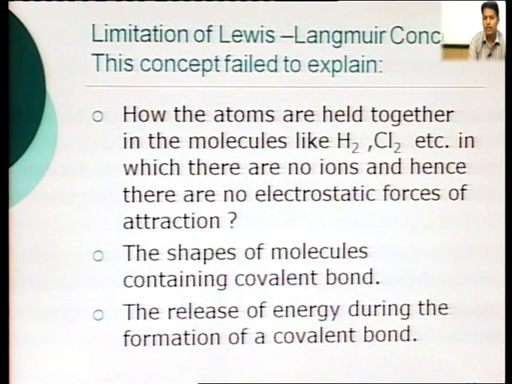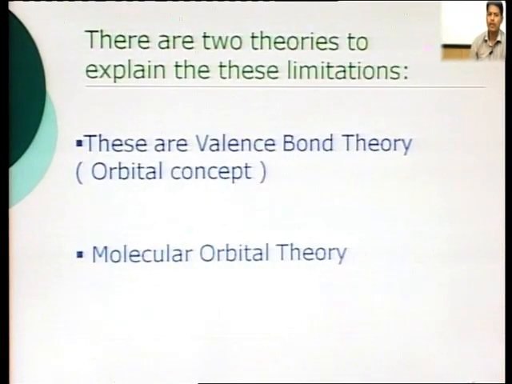It also does not explain the release of energy during the formation of a covalent bond, because it tells that only sharing is there in a covalent bond. There are two theories to explain these limitations. These are valence bond theory, the orbital concept, and molecular orbital theory.